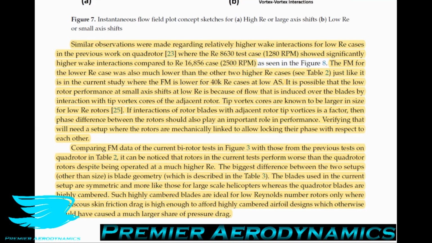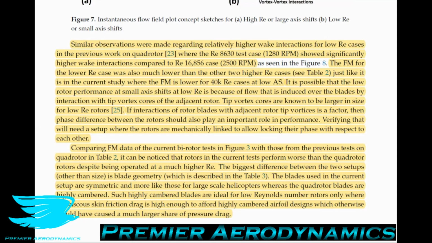It is possible that the low rotor performance at small axis shifts at low Reynolds number is because of flow that is induced over the blades by interaction with tip vortex cores of the adjacent rotor. Tip vortex cores are known to be larger in size for low Reynolds number rotors. So that's pretty interesting. Even though the vortices are going to be stronger for higher Reynolds numbers, the cores are smaller, so they're more concentrated. And as you reduce the Reynolds number, they become more dispersed, I guess, when they come out, you could say.